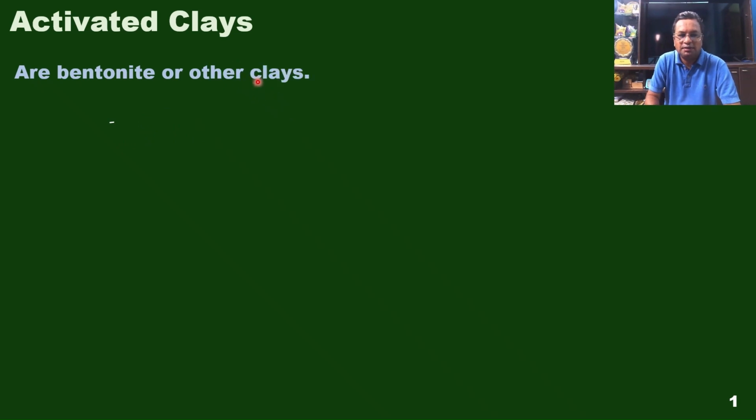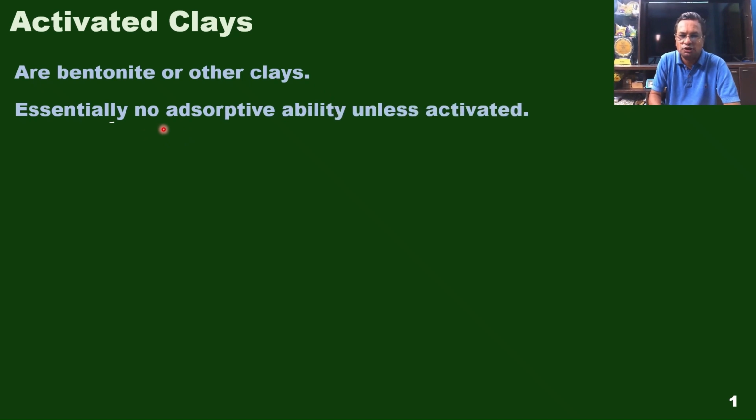Okay, now the next one is activated clays. These are basically bentonite or other clays which have to be activated in order to use them as adsorbents. Essentially, they have no adsorptive ability unless activated. That means in their natural form, they are not useful as adsorbents, because in that state they essentially don't have any adsorptive ability. So we need to activate them, and that's why we call them activated clays.